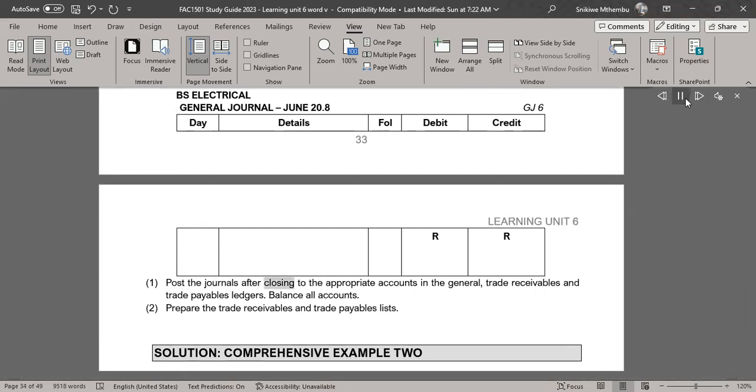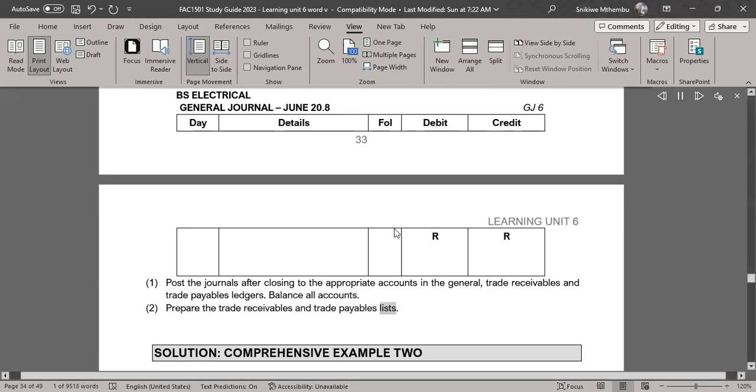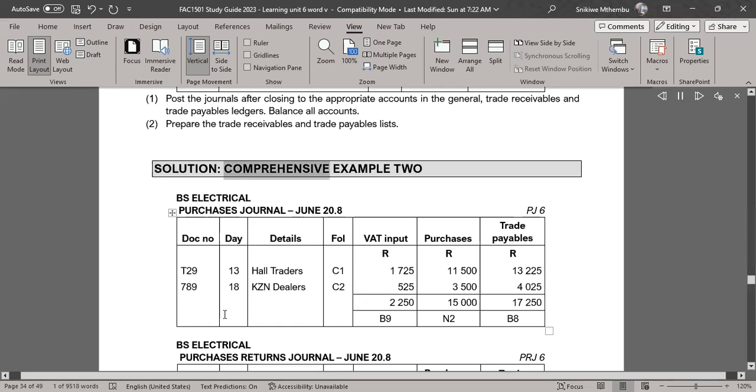Post the journals after closing to the appropriate accounts in the General, Trade Receivables, and Trade Payables ledgers. Balance all accounts. Prepare the Trade Receivables and Trade Payables lists. Solution, Comprehensive Example 2. BS Electrical.